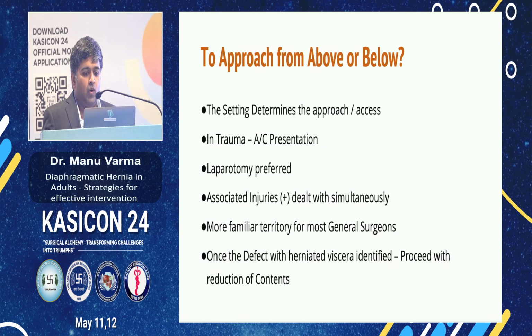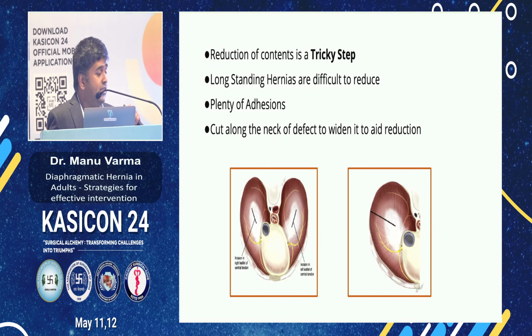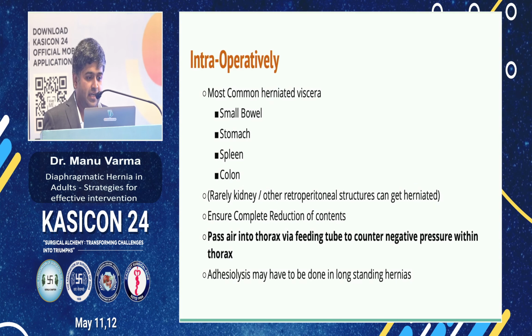Okay. And once the defect with the herniated viscera is identified, we need to proceed with the reduction of the contents, which is perhaps the most difficult step in this problem. This is tricky because of the long-standing adhesions. So there is the option of cutting along the central tendon. This is where I mentioned the phrenic nerve anatomy, not injuring the phrenic nerve. You can even widen the defect, and that will aid you in reducing the contents.